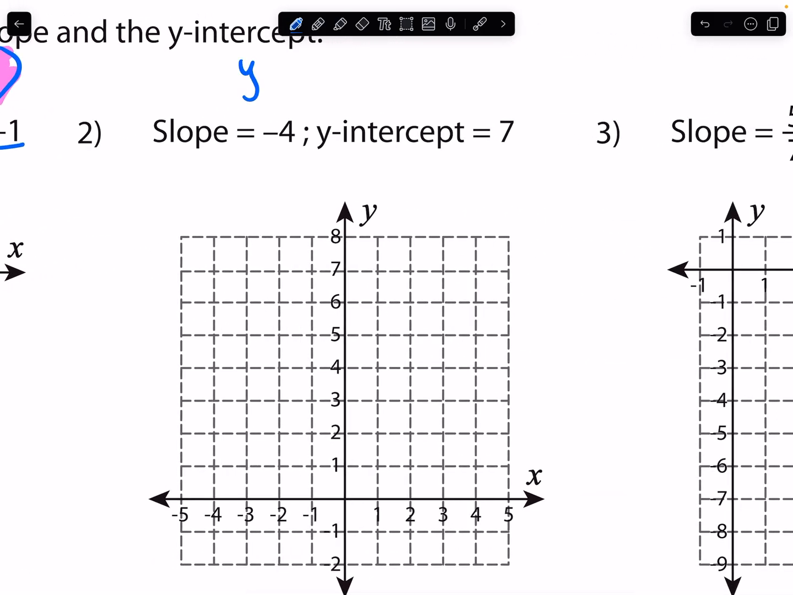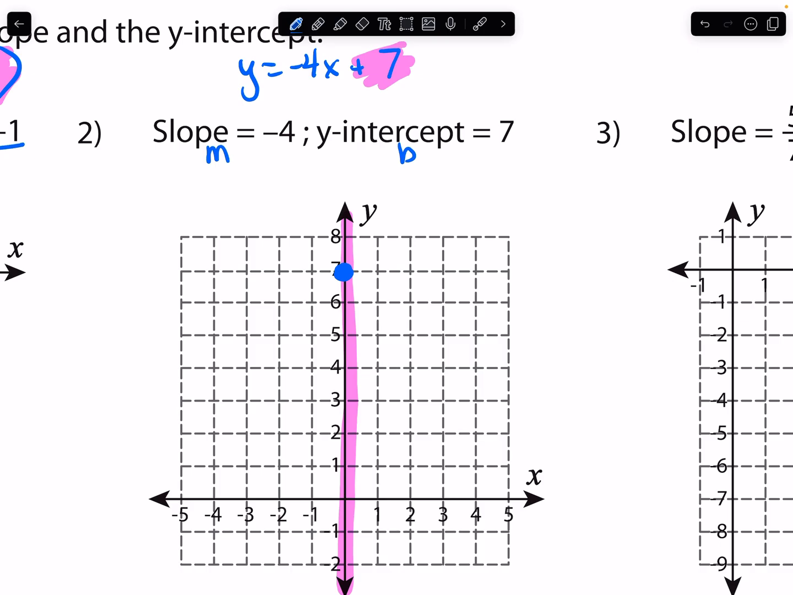Okay, we're going to write it as y equals mx plus b. M is slope, y-intercept is b. So negative 4x plus b is 7. So again, this y-intercept is going to tell me where I cross the y-axis. The y-axis is right here. So I'm going to put my point at 7.